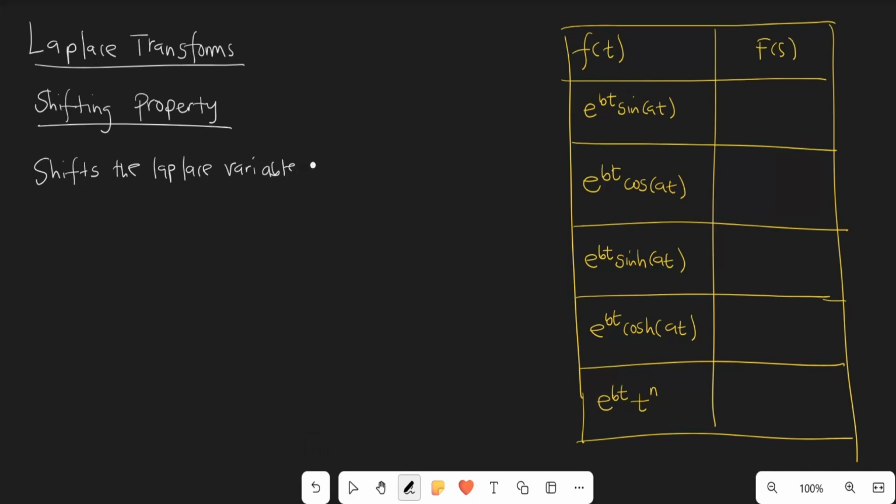It shifts the Laplace variable s by a certain constant, right? So this is what the shifting property does.